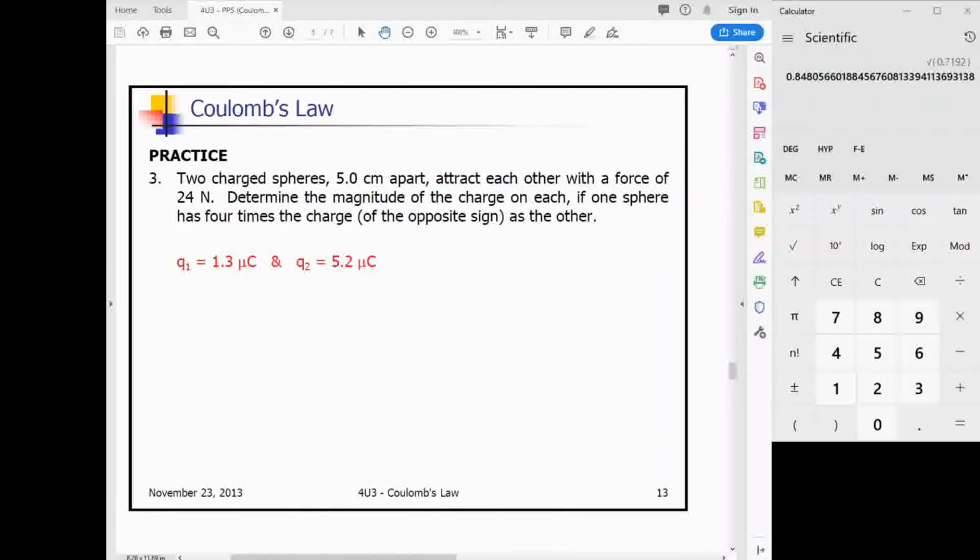Okay, another question. This one says we have 2 charged spheres. They're 5 centimeters apart. They attract each other with a force of 24 newtons. So the fact that they're attracting each other means one has to be positive, one has to be negative. It says determine the magnitude of each charge if one sphere has 4 times the charge as the other, and it must have the opposite sign. So when they're saying magnitude here, we don't have to write one as positive, one as negative. We're just writing down the magnitude.